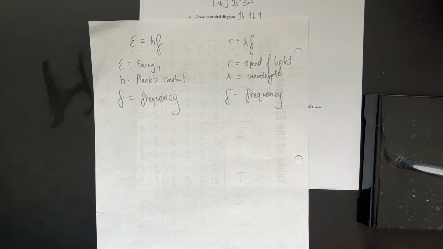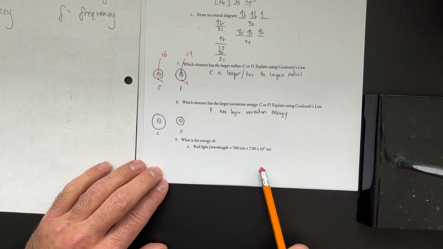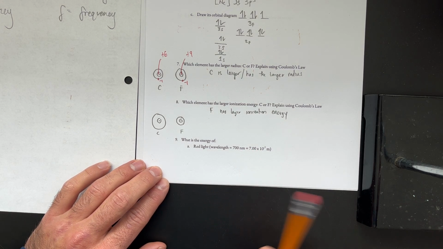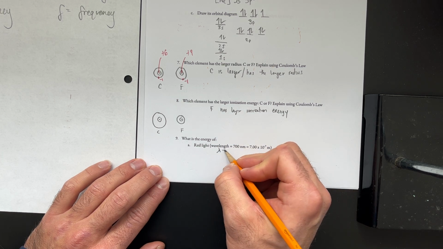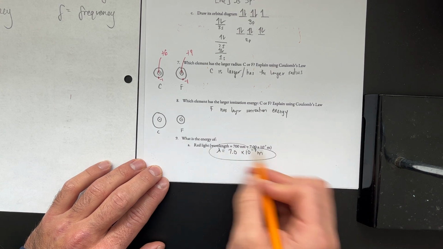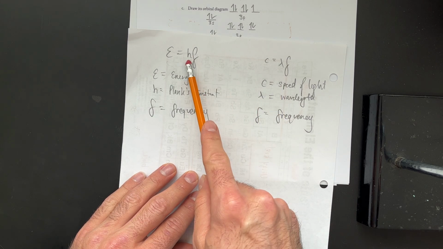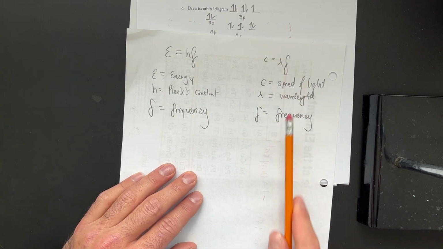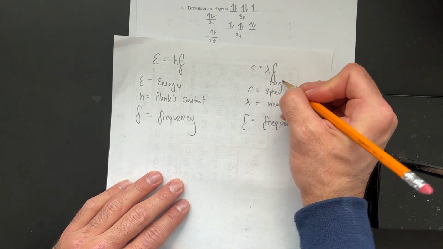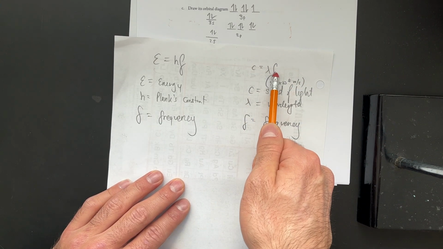And so what we can do is just plug into these equations. What is the energy of red light, which has a wavelength of 700 nanometers, or 7.0 times 10 to the negative 7 meters? Here we're given wavelength, which is lambda. So lambda is equal to 7.0 times 10 to the negative 7 meters. You're going to have to plug it into this equation, because this is the one that has lambda. You're given c, the speed of light, which is 3.0 times 10 to the 8 meters per second. So you have these two things, and you can solve for frequency.